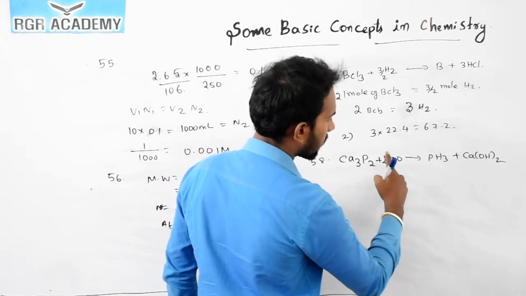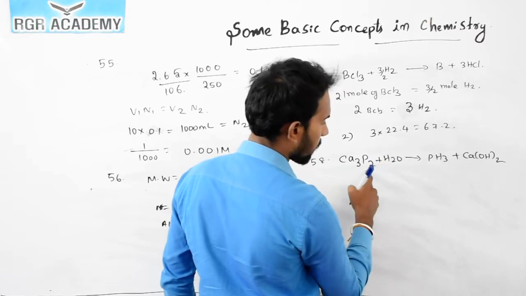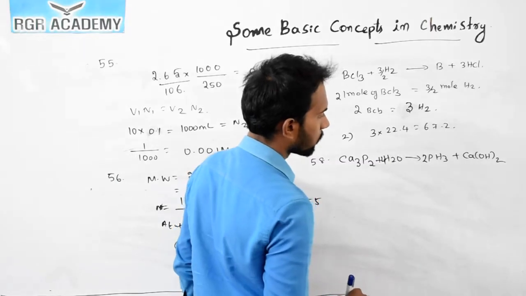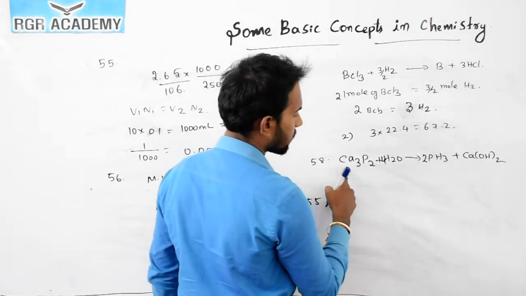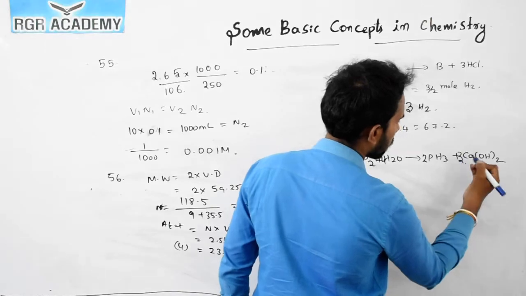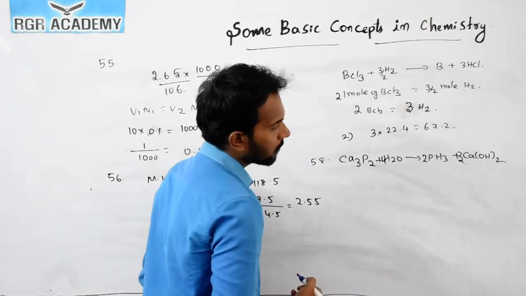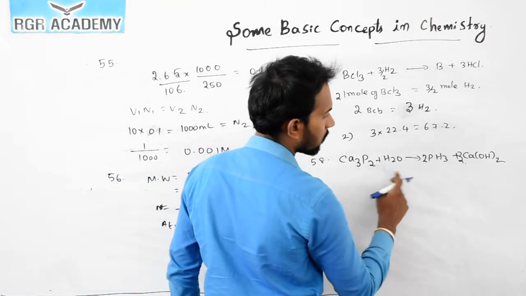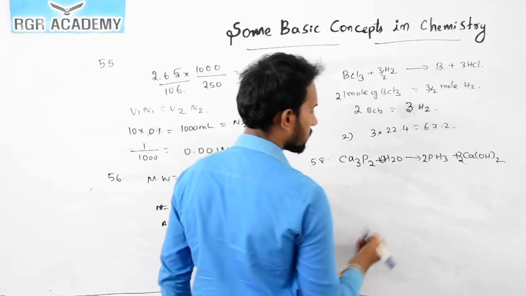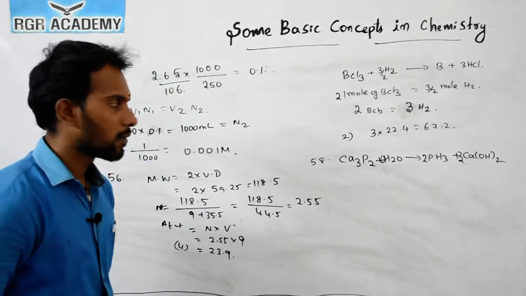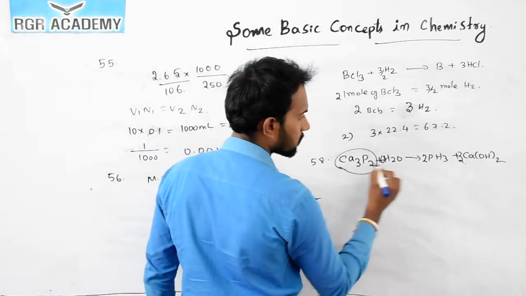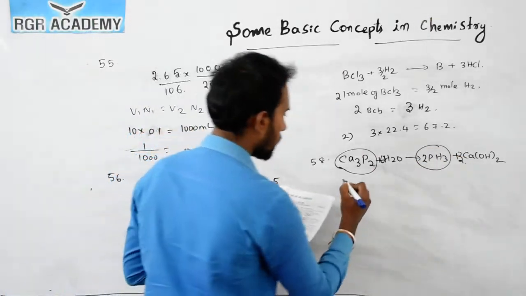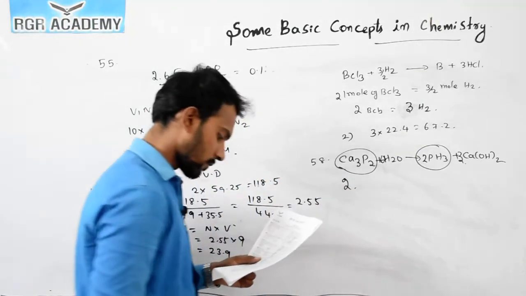So how many moles of phosphorus? 2. So 6 plus 2 is 8, so we can take it as 4H2O. How many calcium are there? 3. So we can take it as totally 6, right? So 6, 6, 12 hydrogens. So 6H2O. Now check this one. So 1 mole of calcium phosphide gives 2 mole of phosphine. So the answer to 58 is 2 mole of phosphine.